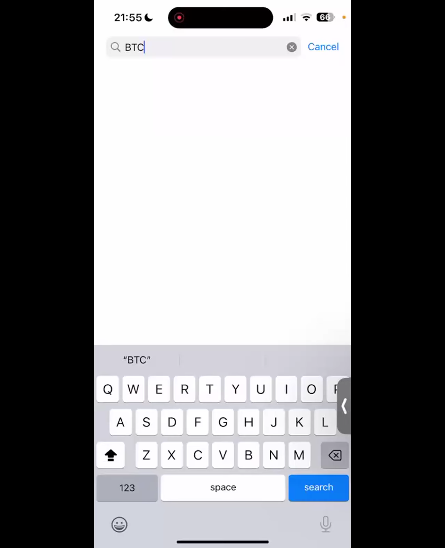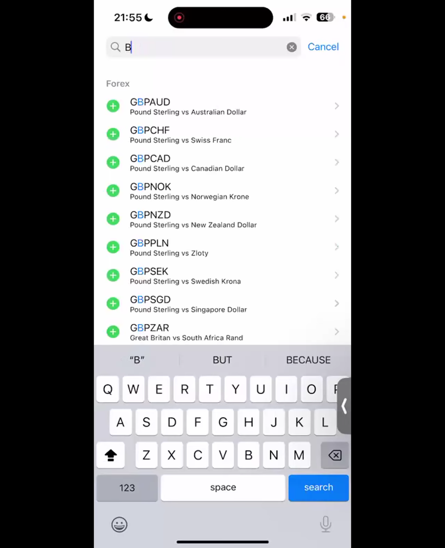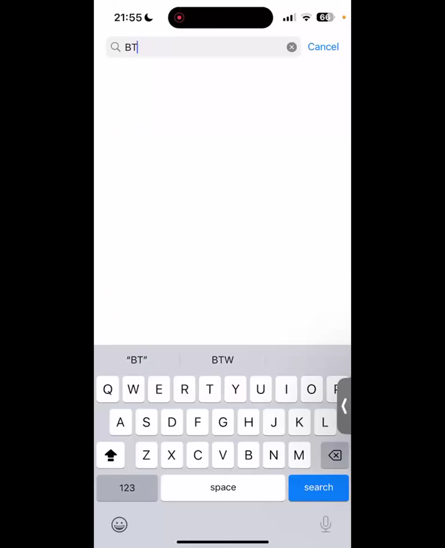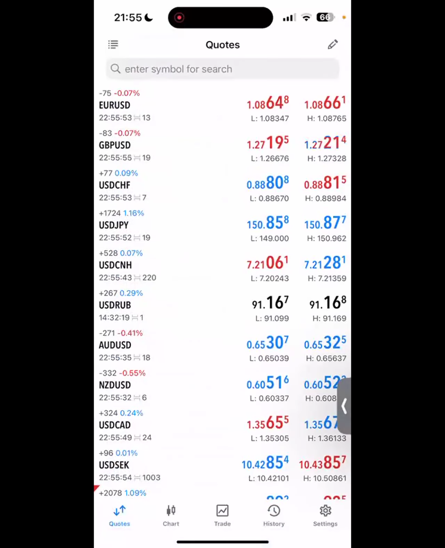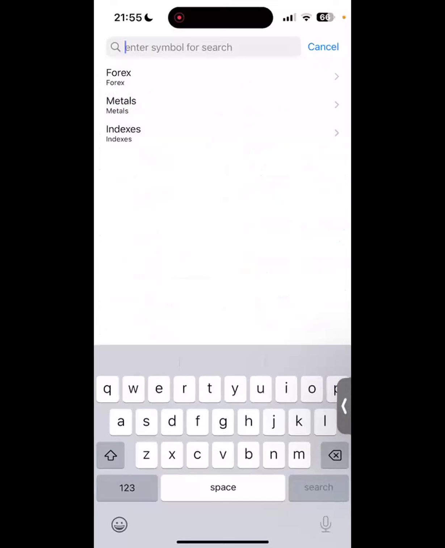So, and how do I know? Like, because if you have mentees, you will know that they want to trade crypto to practice. So go back though, just erase that. Erase the B2, but click on the search like you want to search. Now you see it has indices, metals, and forex.